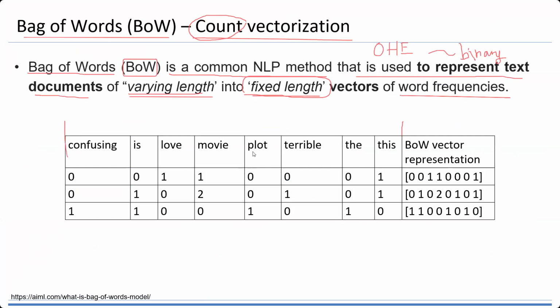So this is an example of BOW. As you can see, there is a number 2, like this one. It shows how many times the word movie appears in a sentence. Other words just show 1, but this one shows 2. It means the word movie appears 2 times.